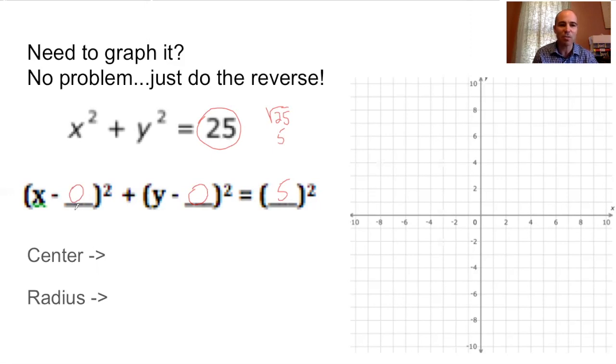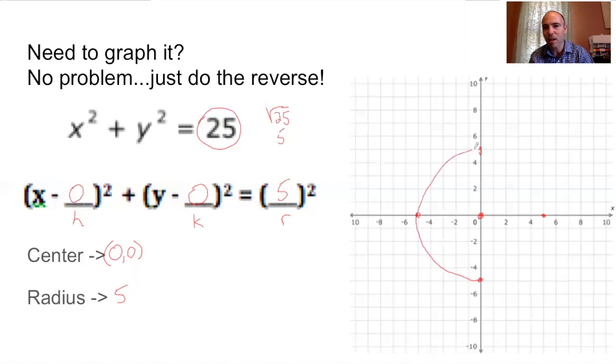So anyway, back to you formula people, there's your H, there's your K, and there's your R. So what is the center? Well, the center is 0, 0. What is the radius? Oh yeah, the radius is 5. So all you're going to do now, if it's time to graph, is plot your center, and then I just go out in 4 directions: 1, 2, 3, 4, 5. I go up 5, 1, 2, 3, 4, 5. I go over here, 1, 2, 3, 4, 5, and I go down 1, 2, 3, 4, 5. I just draw the circle. All right. And there you go.